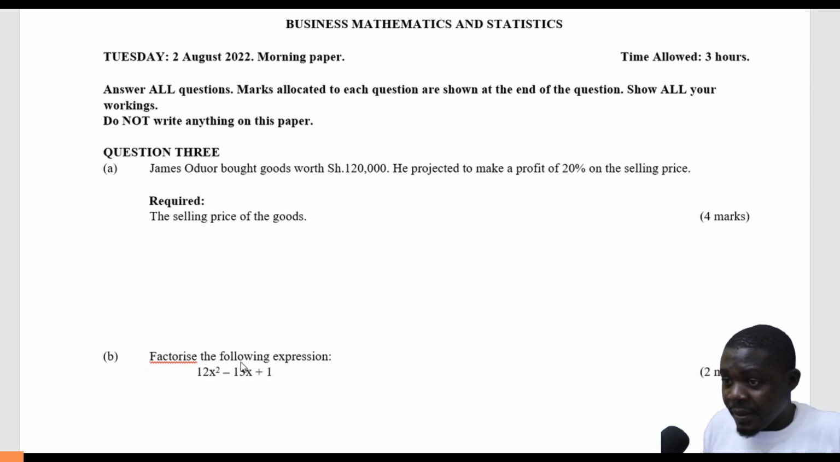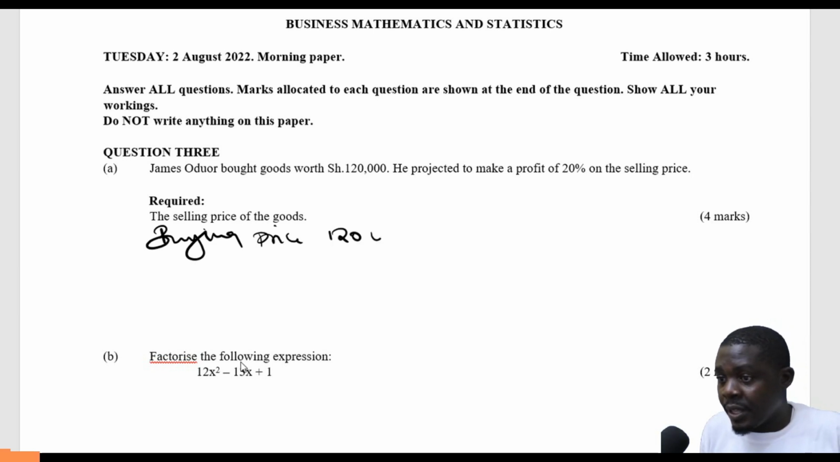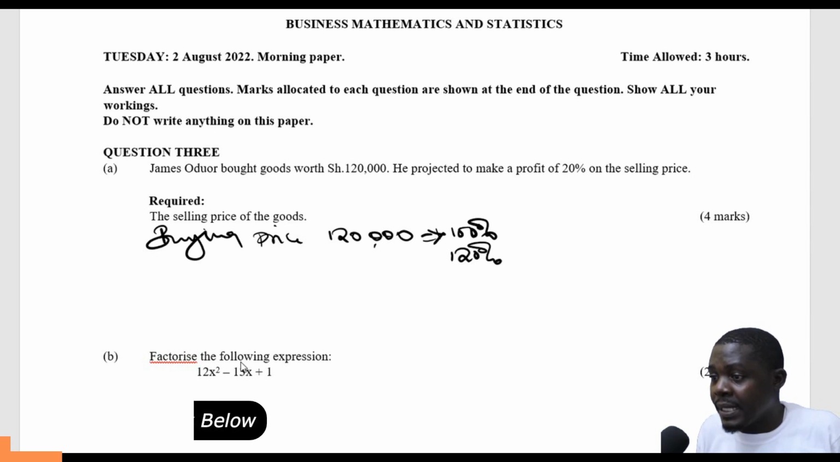In this case, we have the buying price. He bought the goods at 120,000 shillings, and they project to make a profit of 20% on the selling price. Now this is equivalent to 100%. Let's determine what about 120%.